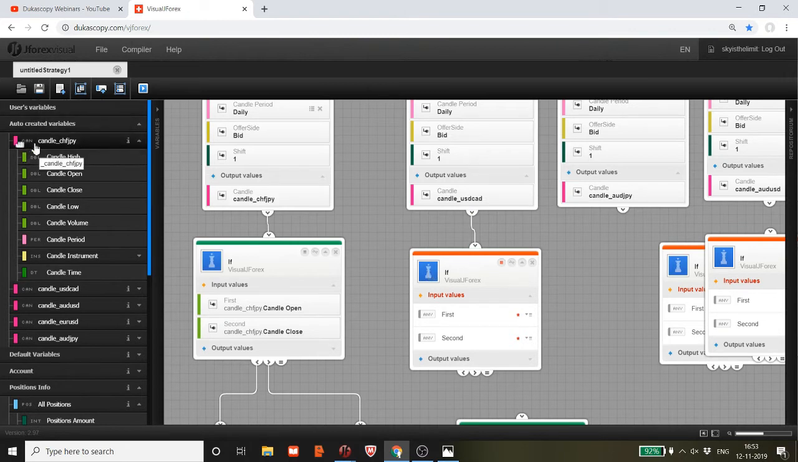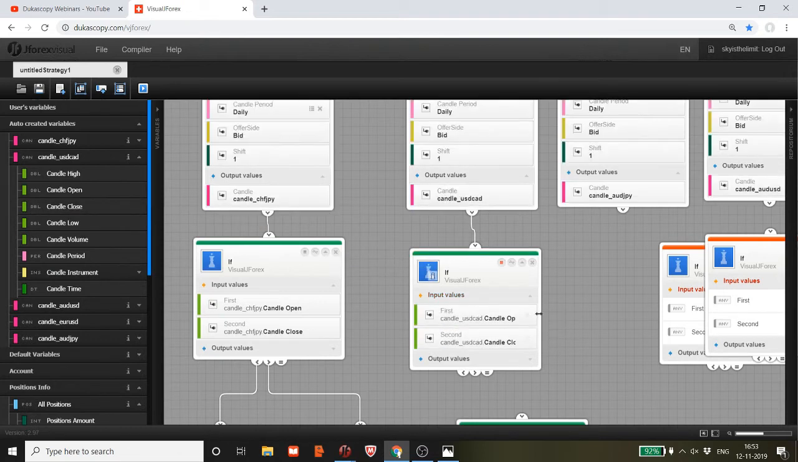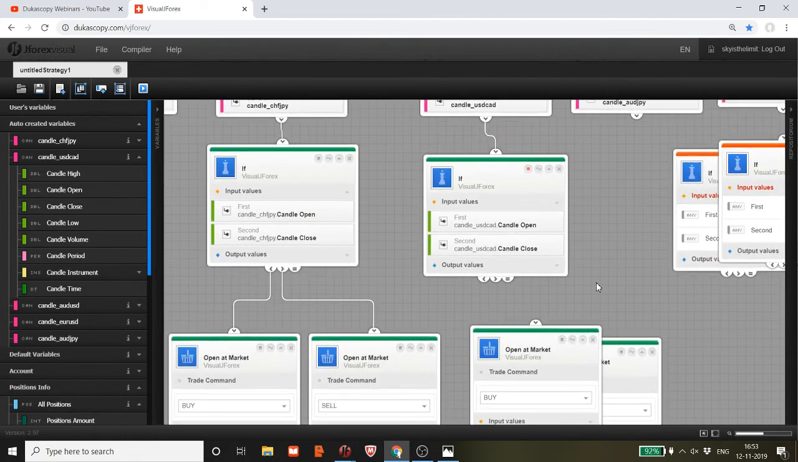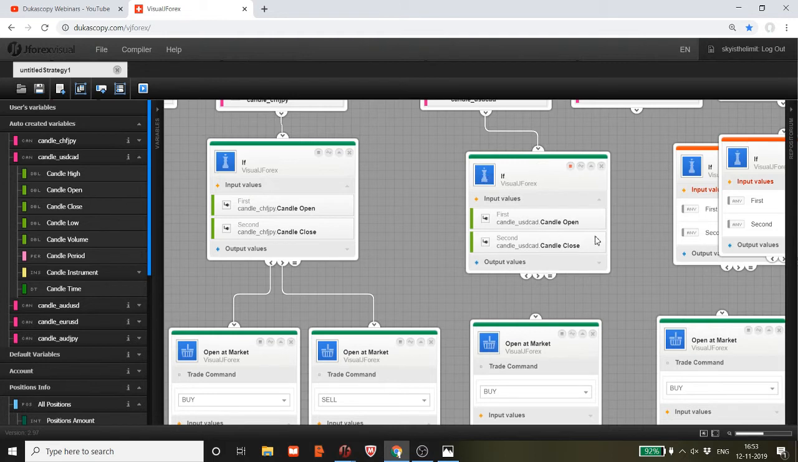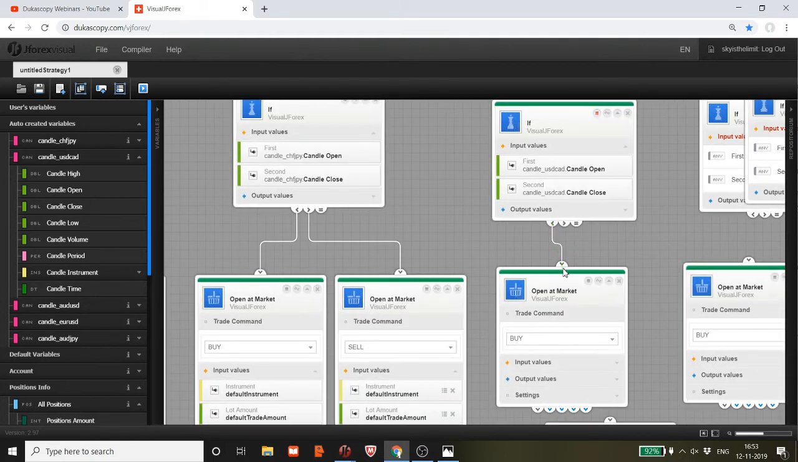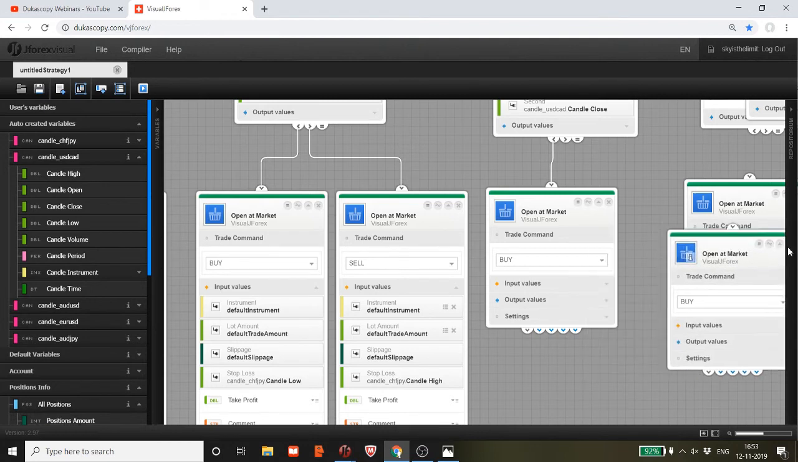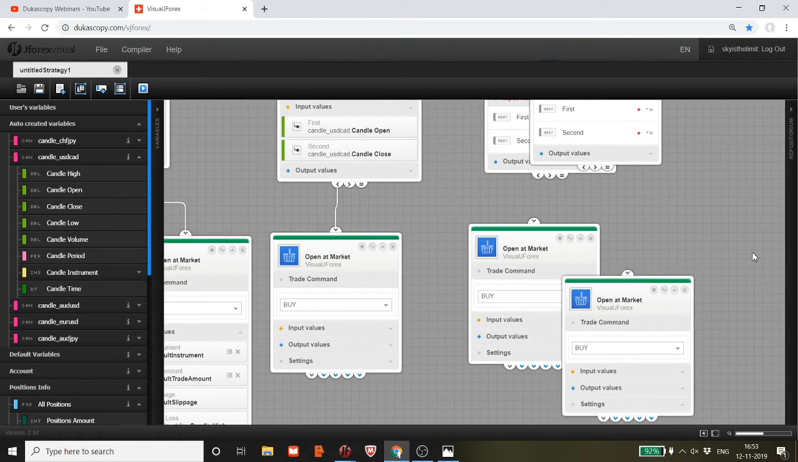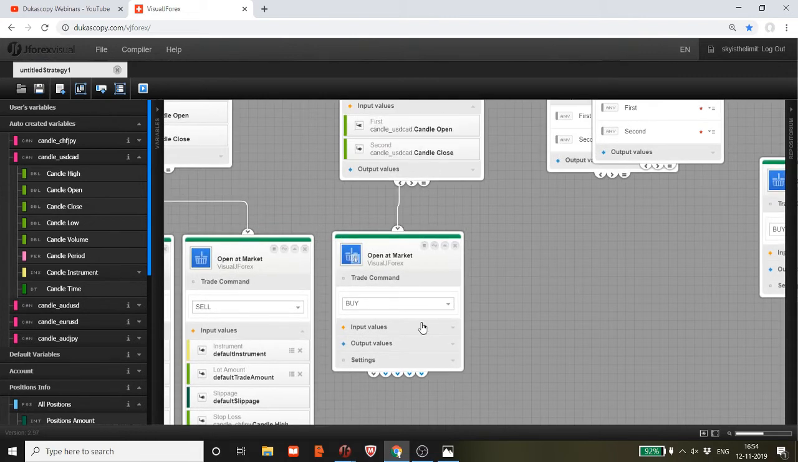Now next instrument, USD CAD. Click on candle USD CAD. Take the two values, candle open and candle close. So here candle open is less than candle close. That means candle has closed in green. So strategy will execute a buy trade.